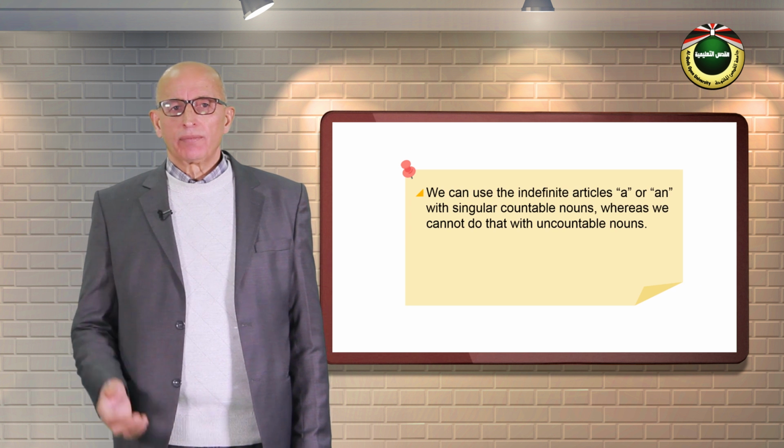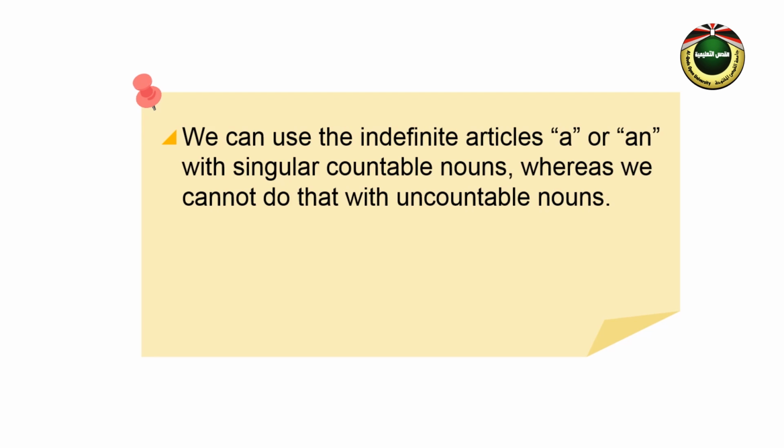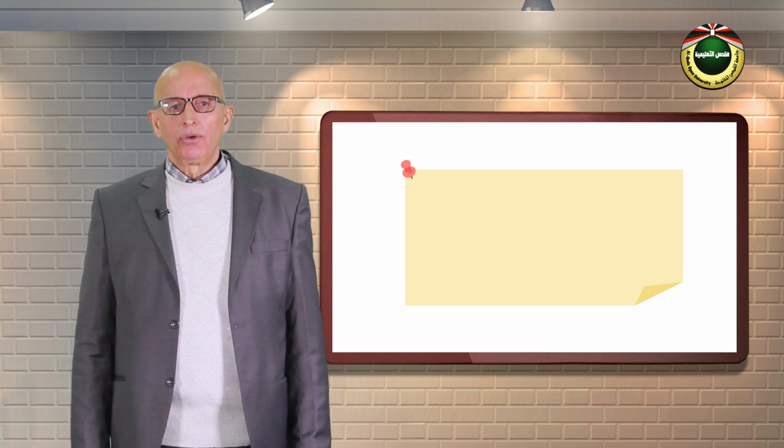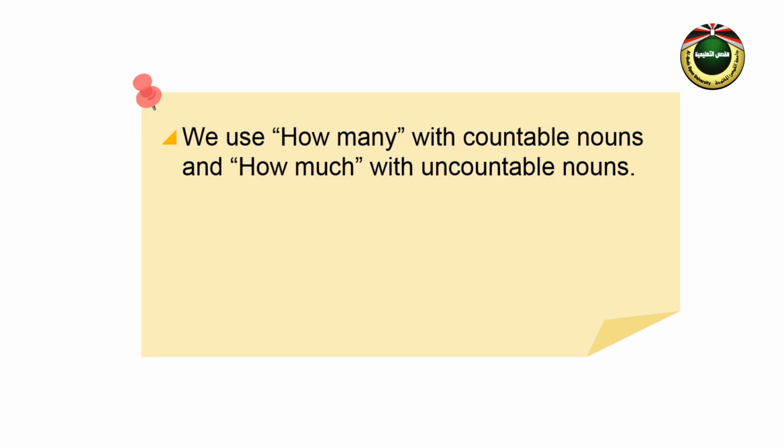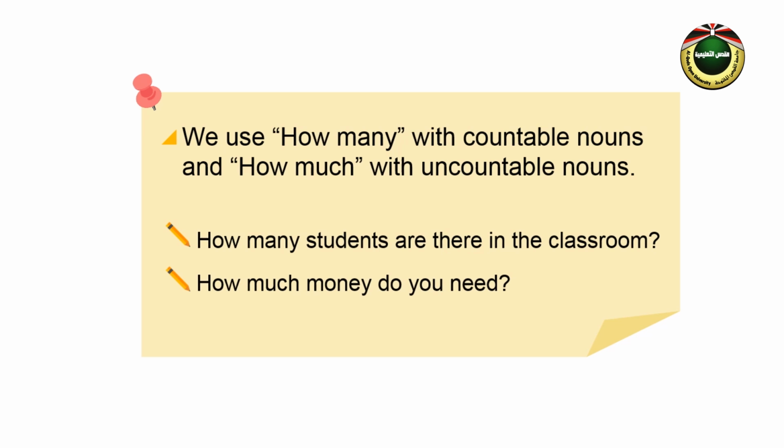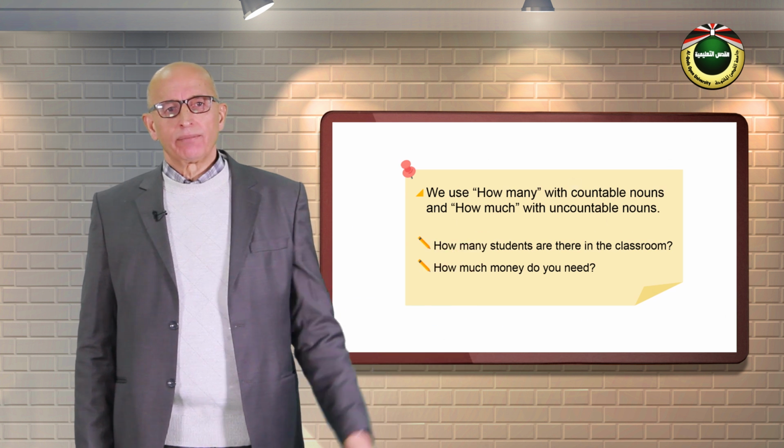Important notes. Number 1, we can use the indefinite article a or an with singular countable nouns, whereas we cannot do that with uncountable nouns. Therefore, we can say a man, an apple, but we cannot say a furniture. Number 2, we use how many with countable nouns and how much with uncountable nouns. Examples, A, how many students are there in the classroom? B, how much money do you need?